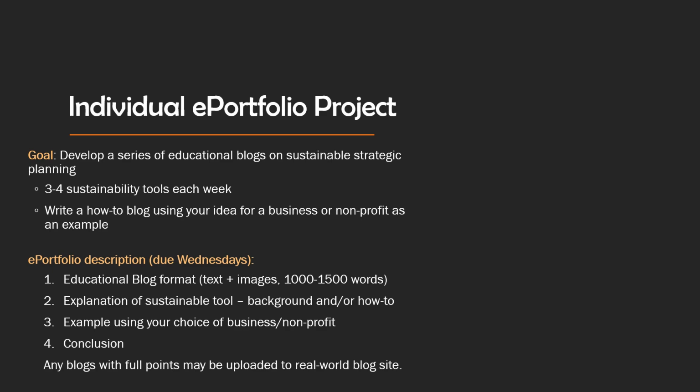You'll be using an educational blog format that includes text plus images. It's usually 1,000 to 1,500 words. It will give an explanation of the sustainable tools, which includes background and or some how-to. You will use an example using your choice of business and nonprofit, and then have a conclusion to the blog. Any blogs that are scored with full points may be uploaded to a real-world blog site that we have available.